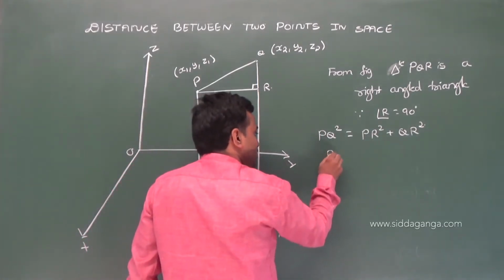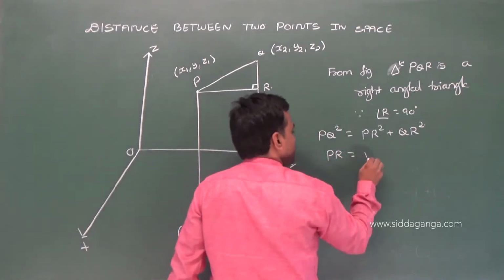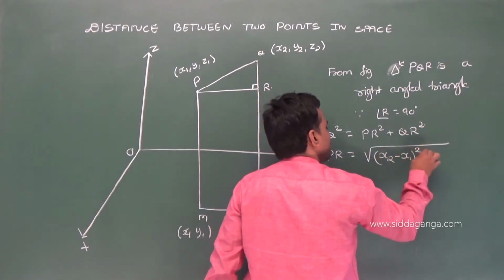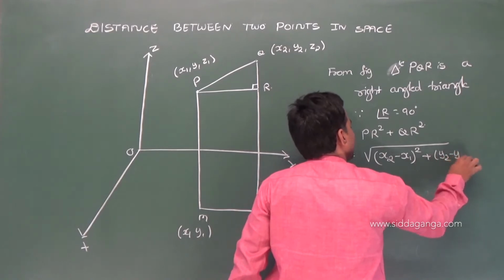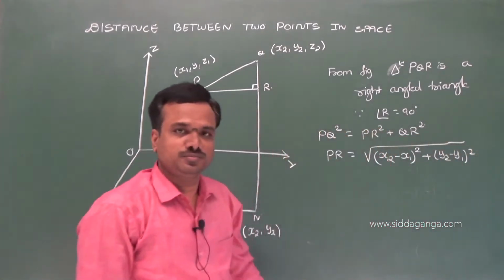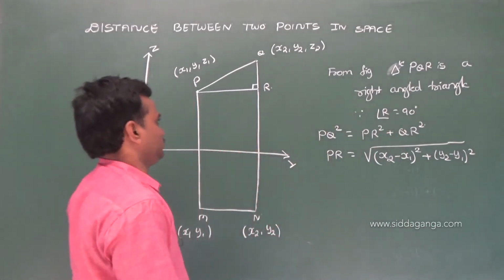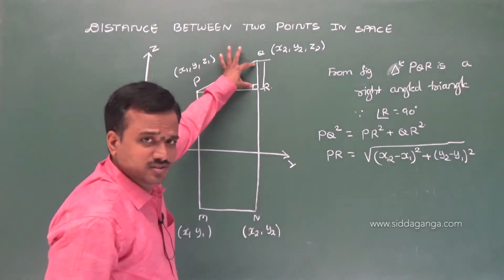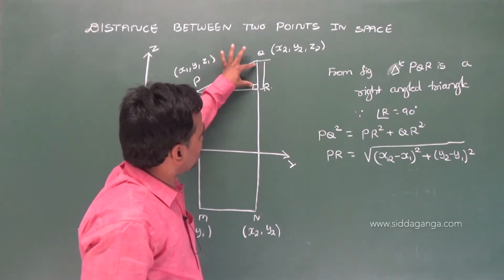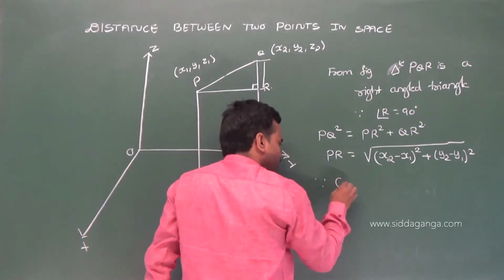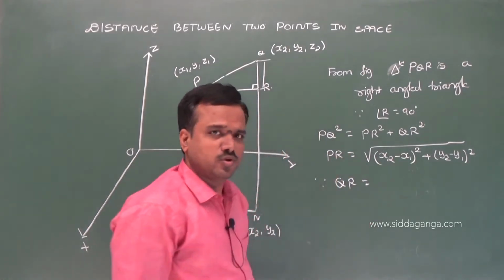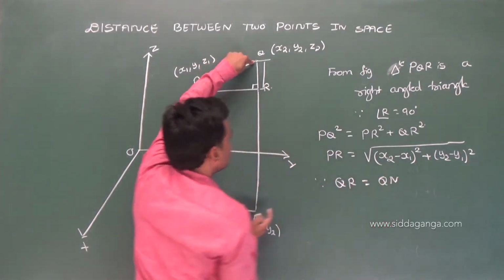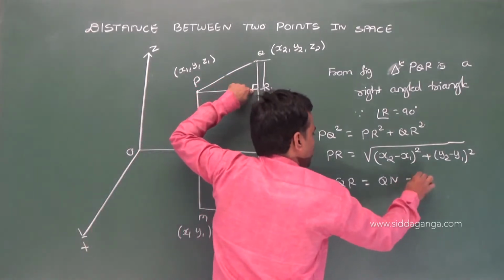So already we know the distance between P and R, is nothing but x2 minus x1 whole square plus y2 minus y1 whole square. That PR is known. So we find QR. Observe here, QR, this distance I want. Carefully observe the figure. From figure, QR I write as QN minus RN.